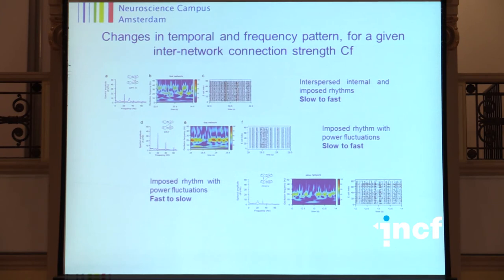But what is interesting here is that if you, for example, connect now from the fast to the slow, and then you look at the activities in the slow network, you can observe that the frequency is not changing, but the power is quite fluctuating.